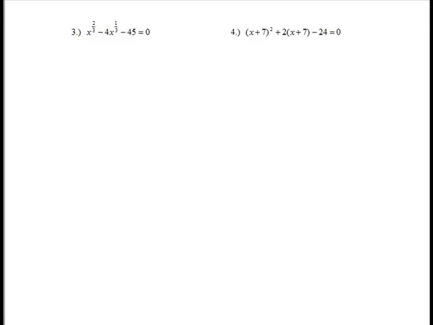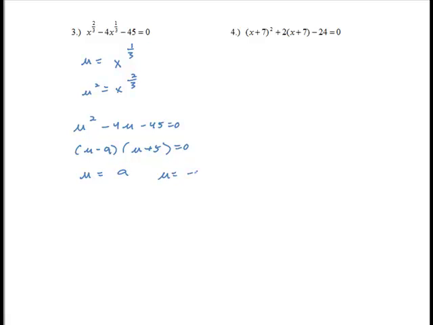Example 3. A non-quadratic equation, but it is quadratic in form. It's in standard form set equal to 0 already, so let u equal the middle term's variable, x to the 1/3, which makes u squared equal to x to the 2/3. Substitute these values into the equation. U squared minus 4u minus 45 is equal to 0. Factors into u minus 9 times u plus 5 is equal to 0, which gives us two values for u. U is equal to 9, and u is equal to -5.